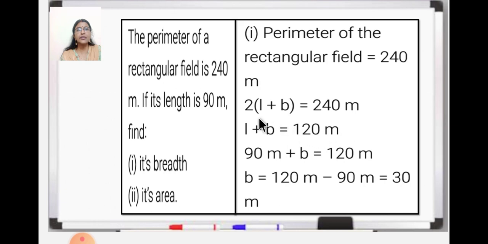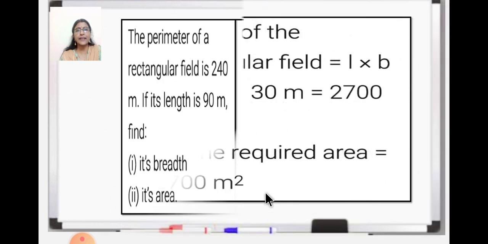So now here you know the length. Length is 90. So in place of length we will write 90. 90 meter plus breadth is equal to 120 meter. And then this we will take it to this side, we'll bring it to this side. So it will become minus 90. 120 minus 90, you will get 30 meter. So we got this answer. Breadth is 30 meter. Now we have to find out the area.